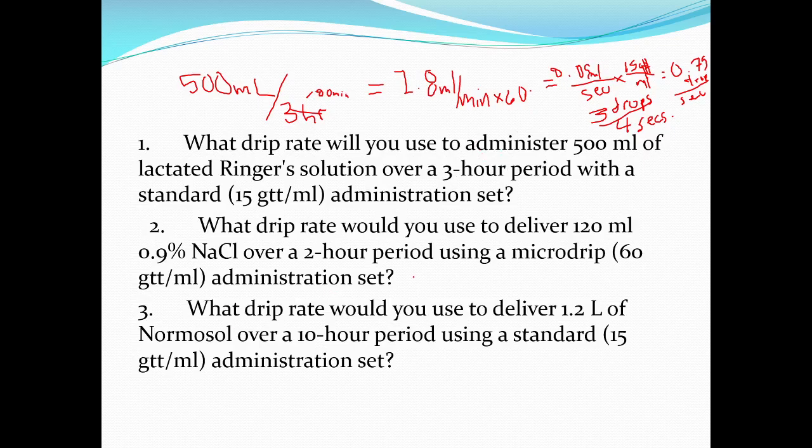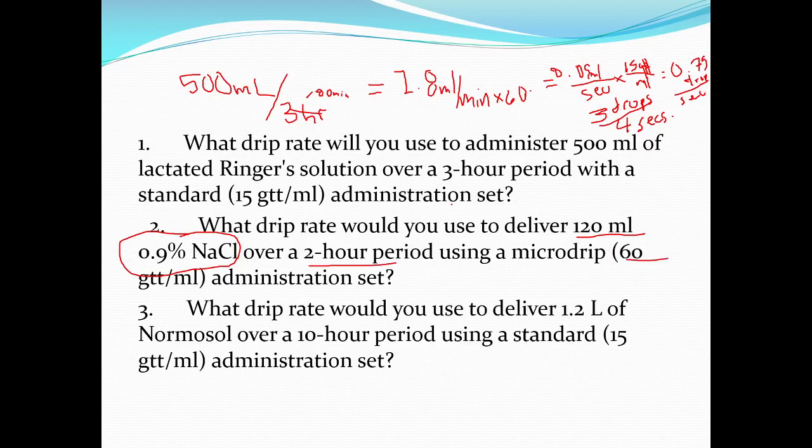If we're using a drip rate, we want to figure out a drip rate for 120 mils of 0.9% solution. Again, here is a number that we may need to ignore. 0.9% solution is just telling us what type of fluid we're using. It's like saying dextrose 5% water or LRS. So we're taking 120 mils over 2 hours using a 60 GTT administration set.